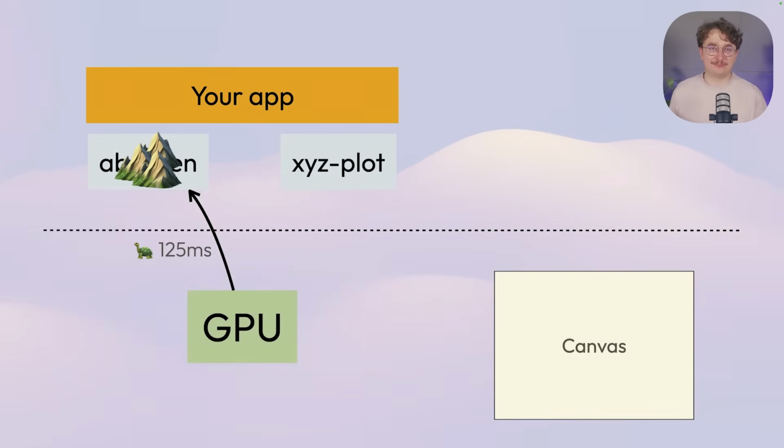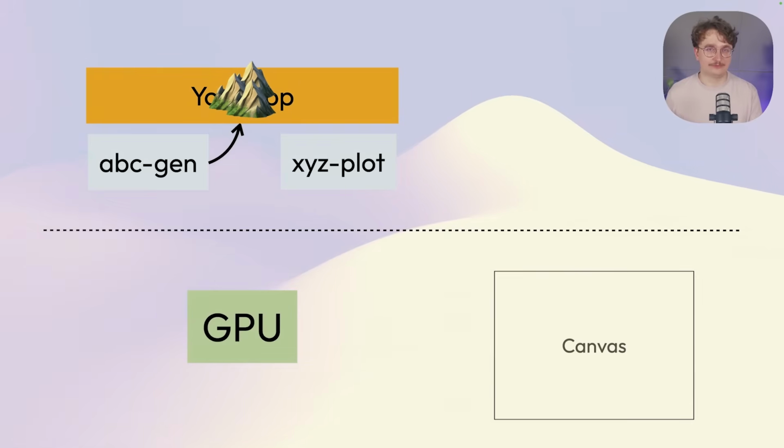And actually pulling it back from the GPU to JS takes 125 milliseconds. That's way over budget for real-time applications. The budget for real-time applications is like 16 milliseconds. So that's like 10 times more than that. So we're already really slow. So, okay, well, ABCGen gives us the data back.